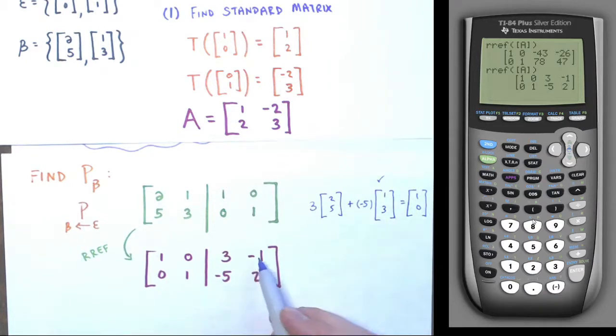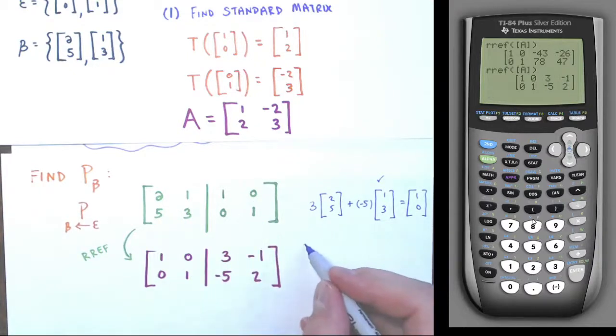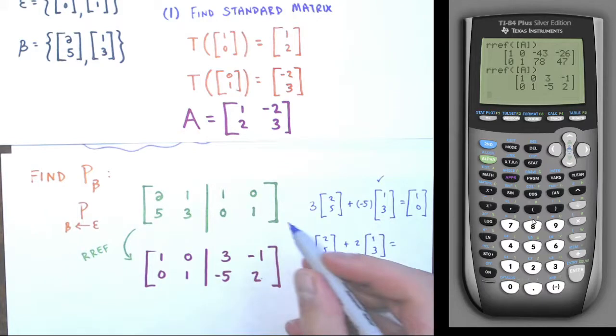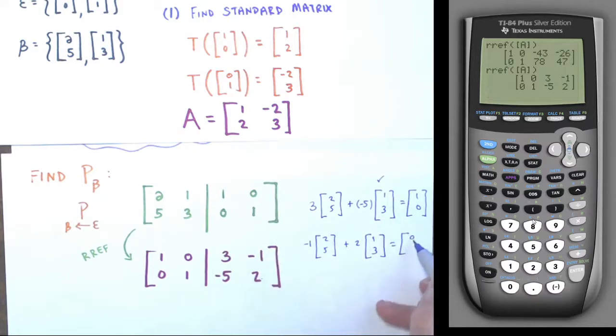And then this column here, the negative 1, 2, these are the coordinates of 0, 1 relative to basis B. So if you took negative 1 times 2, 5 plus 2 times 1, 3, you should get the vector 0, 1. And again, double check that, and yeah, negative 2 plus 2 is 0, negative 5 plus 6 is 1. Works out. All right, so this is our transition matrix. This is our PB.